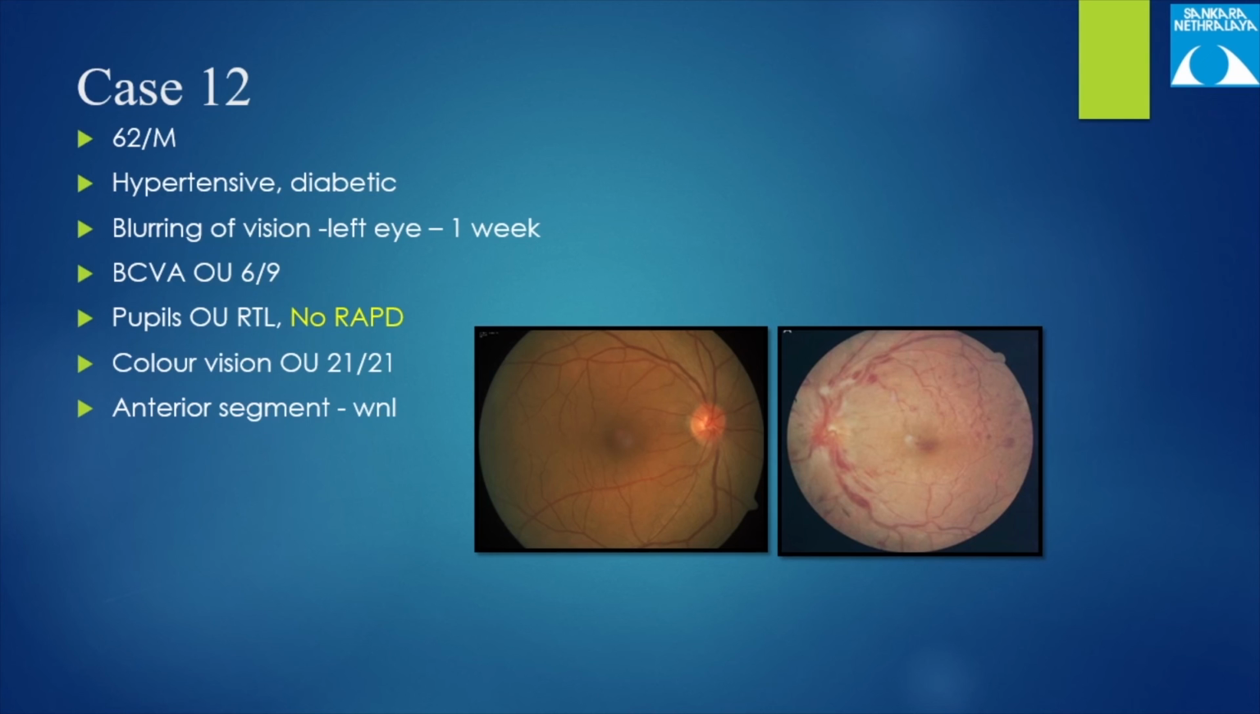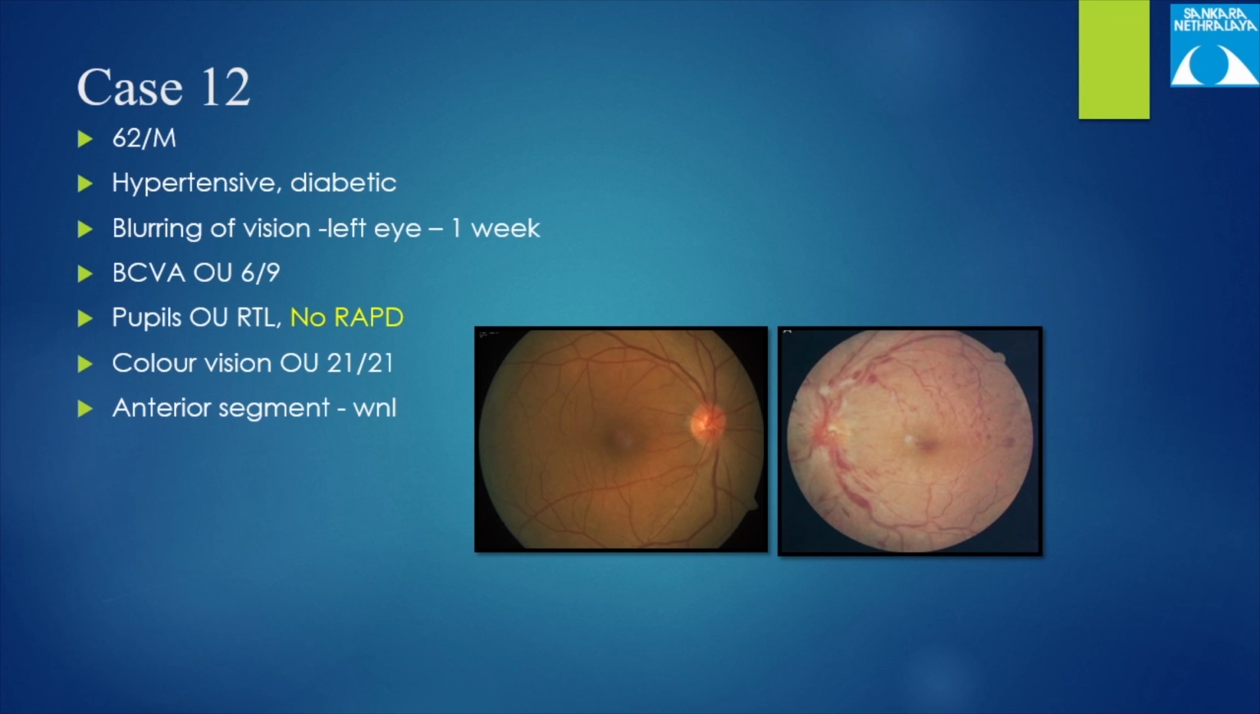The media is clear. There are multiple hemorrhagic spots along the superior and inferior arcade. Blood vessels are tortuous. Few cotton wool spots are present superiorly. The vessels are dilated and tortuous. What else? They're congested. Yes, congested.